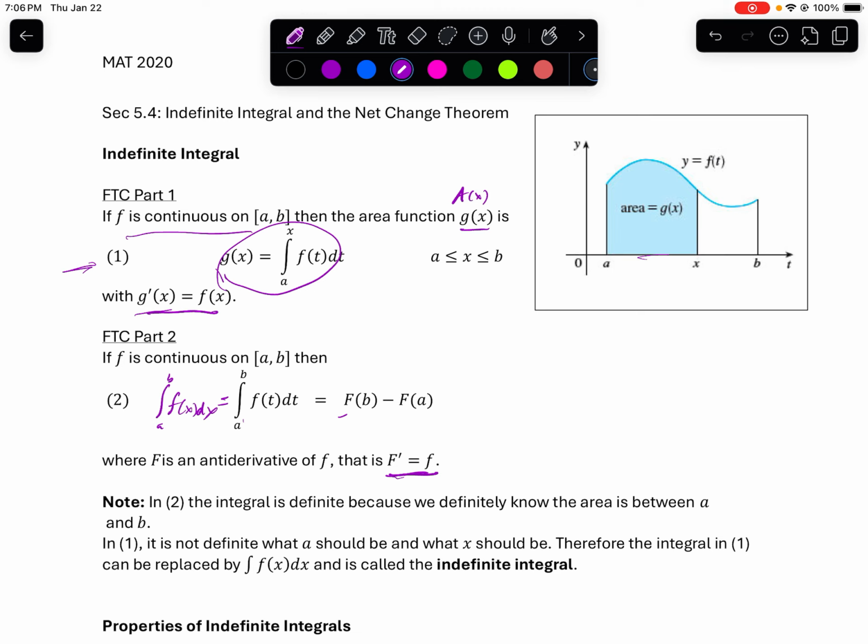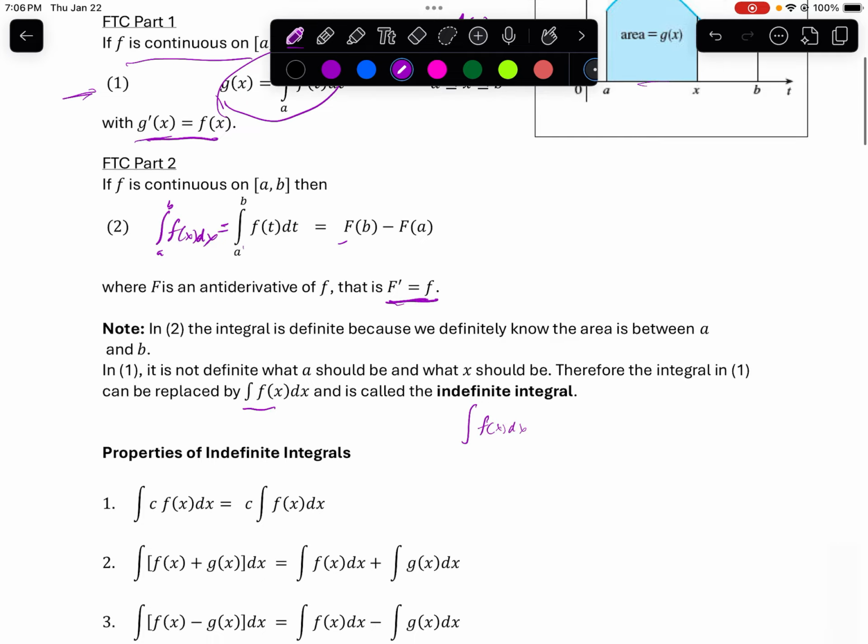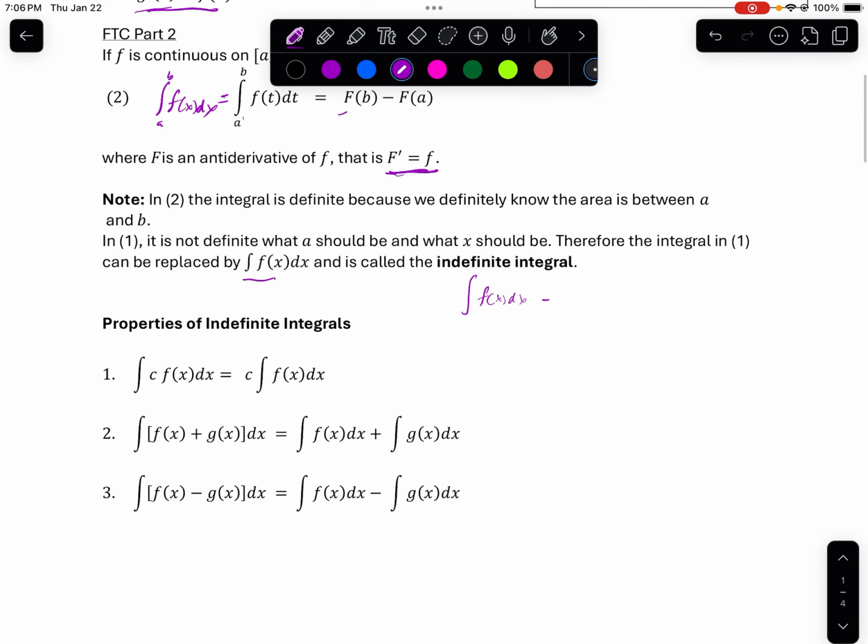So we are not definite about the limits, so we can call it an indefinite integral, and we denote it simply by the integral without the limits. So the indefinite integral looks like the integral sign and then f of x dx. What do you get here? Now you get F of x plus c.